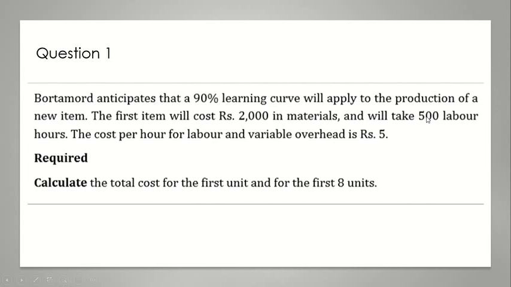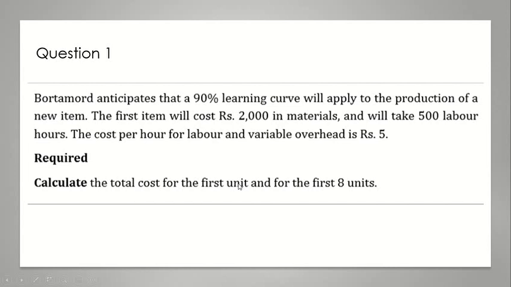The cost per labor hour and variable overhead is 5 rupees. So for the first item, the material cost will be 2000, fine. Then labor hours, it requires 500 labor hours for the first unit, fine. And variable overheads also the same, 5 rupees per hour into 500 hours, right. Then they are asking us to calculate the total cost for the first unit and the first 8 units.